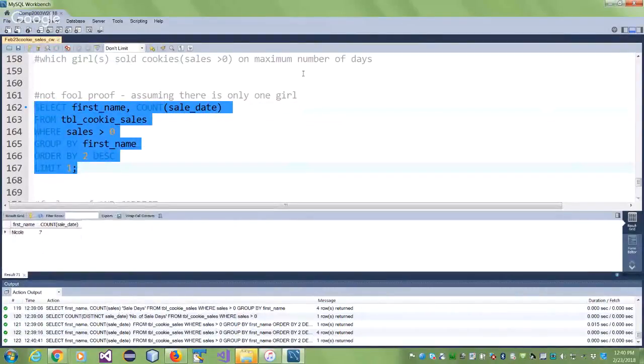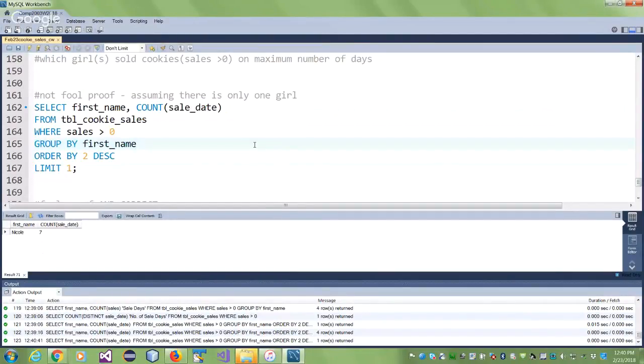Good enough? You'll say, yeah, that's fine. That's my right answer. Nicole made it on 7 days. But unfortunately, there were 2 girls. That's not the right answer. The question is which girl or girls sold cookies on maximum number of days. So it's not foolproof. It just shows me one answer. But there are 2 answers.